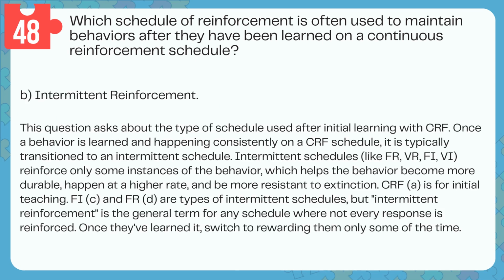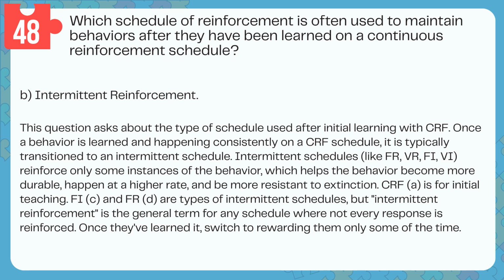Answer: B. Intermittent reinforcement. This question asks about the type of schedule used after initial learning with CRF. Once a behavior is learned and happening consistently on a CRF schedule, it is typically transitioned to an intermittent schedule. Intermittent schedules, like FR, VR, FI, VI, reinforce only some instances of the behavior, which helps the behavior become more durable, happen at a higher rate, and be more resistant to extinction.